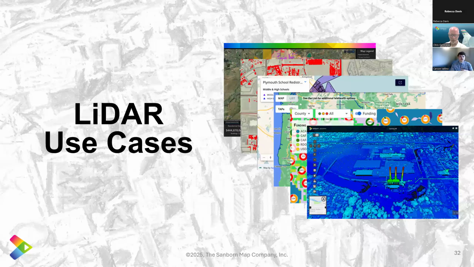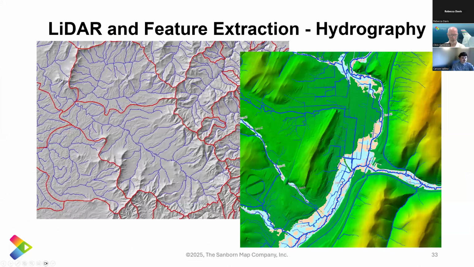Okay, so we have all these cool things. What can we do with this type of data, right? That's the real objective here. One thing is obviously looking at water, how water flows, and building drainage basins and flow models. That's very important information, especially when you're trying to model out flooding and things like that.